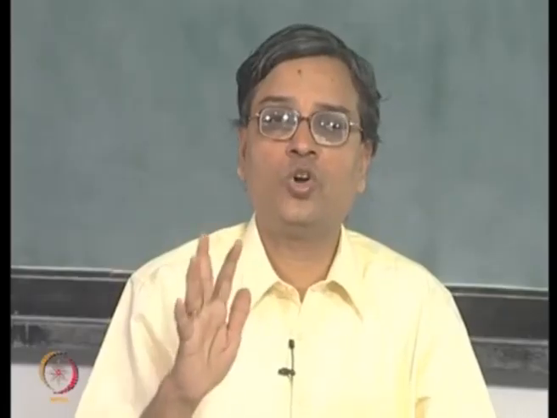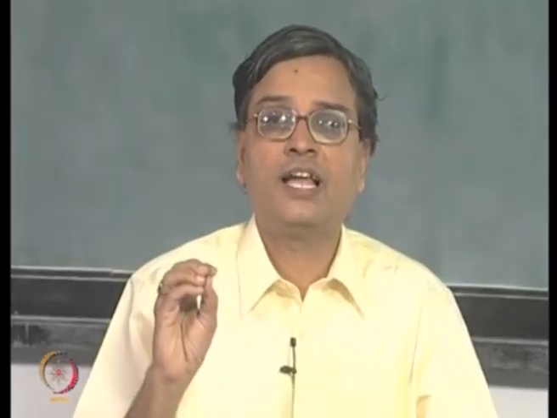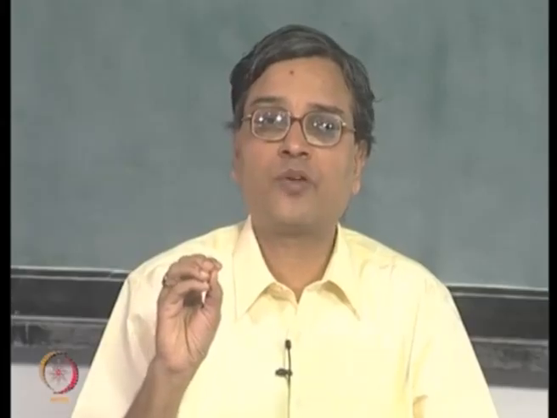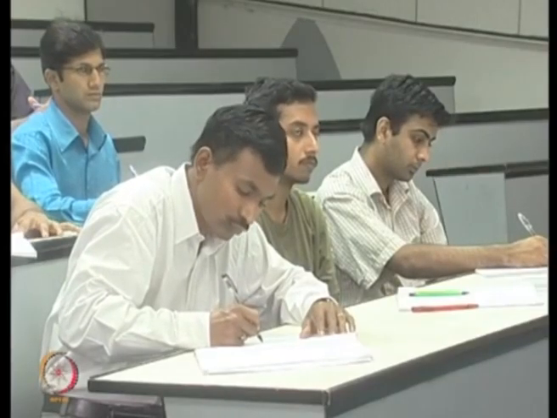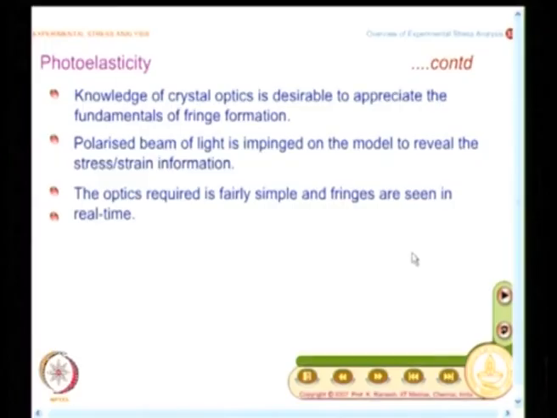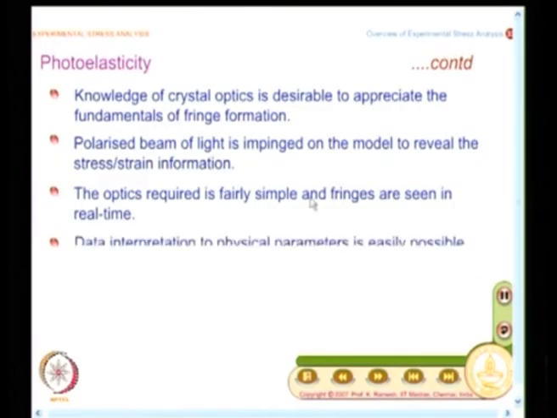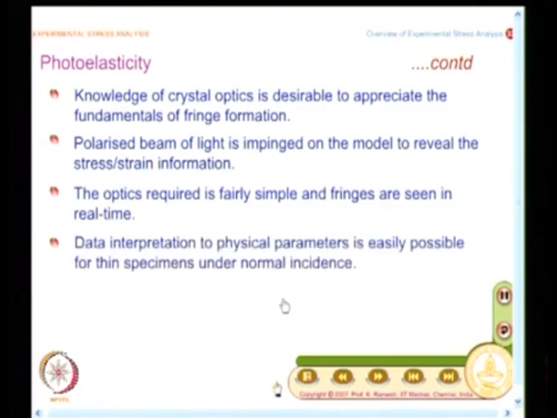So, when you look at any of the whole field optical techniques, one of the aspects you look forward to is it providing fringe information in real time, and photoelasticity does that. And data interpretation to physical parameters is easily possible for thin specimens, and the key point here is under normal incidence. So, you will have to keep that in mind. If you are having a curved object, then you must immerse it in a liquid which has the same refractive index, and ensure that you have normal incidence.